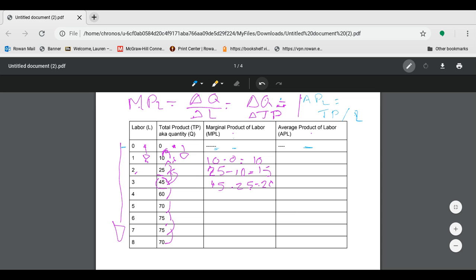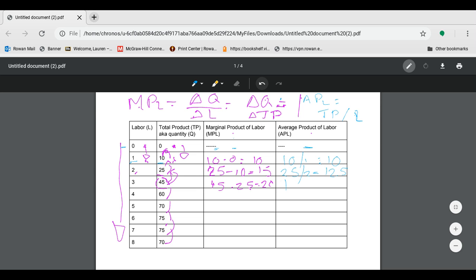We're just taking the number produced and dividing it by how many workers there were. So this one is 10 divided by 1, which is just 10, right? And we have then 25 divided by 2, which is 12.5. If you get a decimal, try to round to maybe 2 decimal places unless it comes out even, like 12.5. And you're going to continue down.